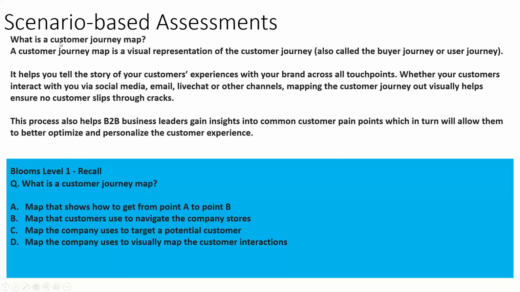This was the content. I just brought that back from the previous slides. So, for example, for a level one Bloom's recall, it's like, what is a customer journey map? So we say, it is a map that shows how to get from point A to point B, a map that customers use to navigate the company stores, a map that the company uses to target a potential customer, or a map the company uses to visually map the customer interactions. So we know its answer is D.